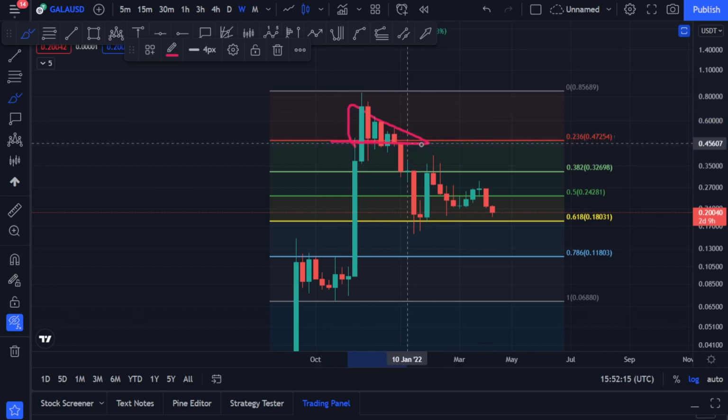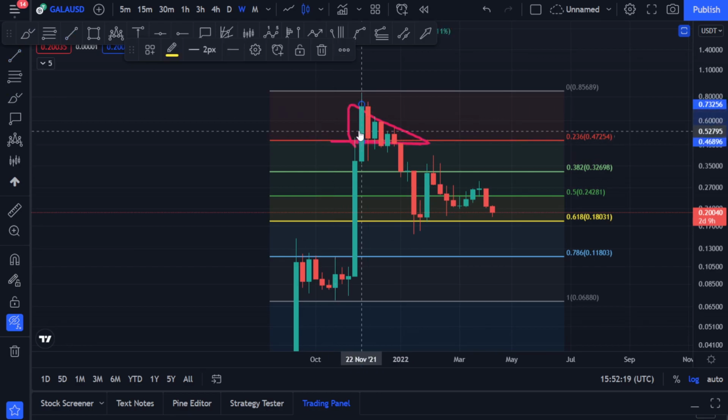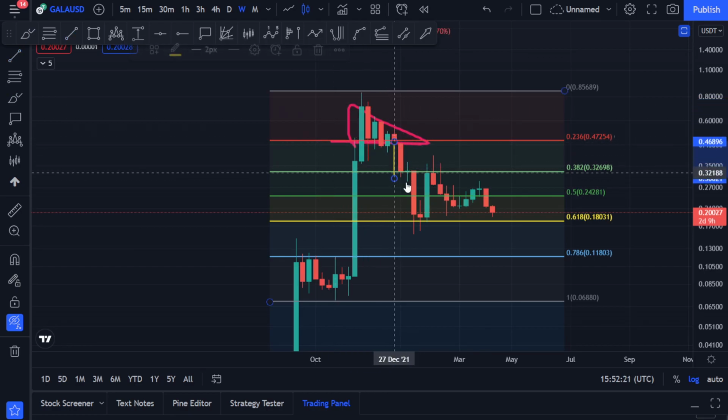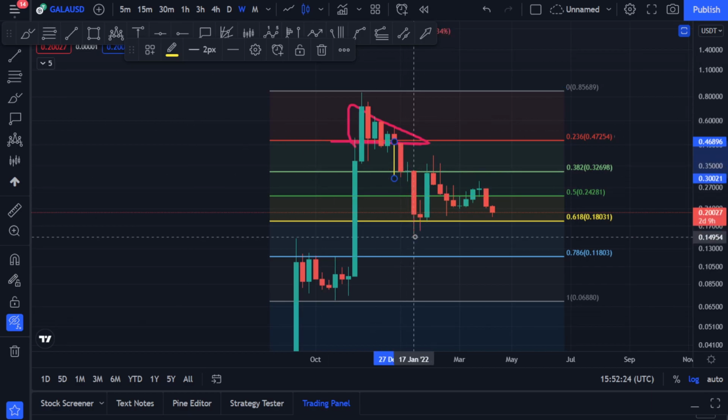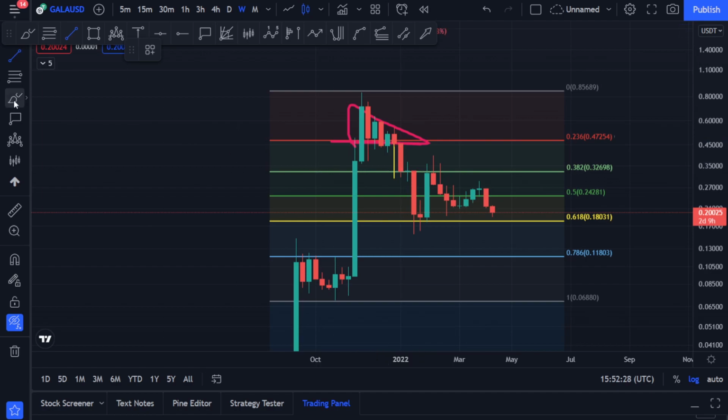Break happened from the support. Price came down. This is your target level from the top to the bottom. You can see we exactly met it here. Now you can see the price went down, hit the 0.618 level. We made this, you can clearly see this M pattern. This M pattern formation, and then we have this higher low formation.